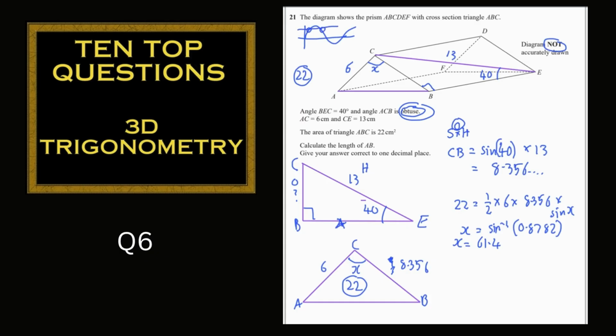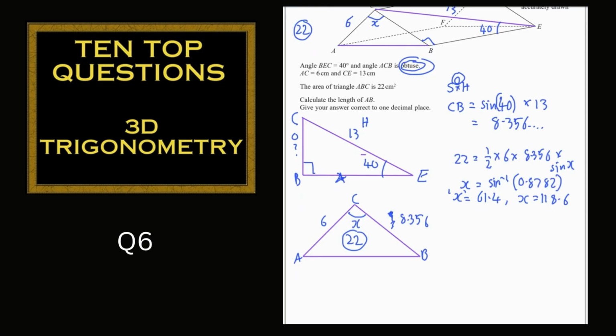Two angles between 0 and 180 have the same sine. You'll know that the sine of 30 is a half, but so is the sine of 150. That's also a half. How do you find the second angle? Take this away from 180. So we can't say that's what x is. We can say that the x we're interested in is 180 minus 61.4, 118.6. That's definitely obtuse, and now we can finish off the final stage.